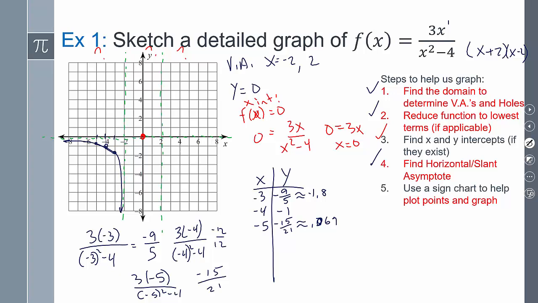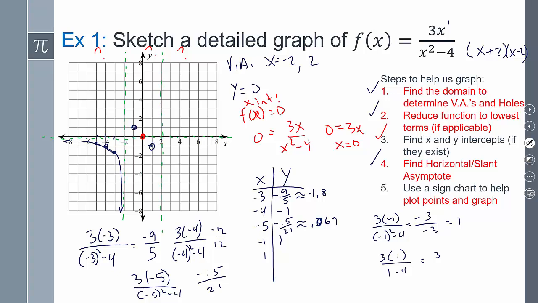Okay, so now let's graph in the middle. So negative 1, I already have 0 and positive 1. If I plugged in negative 1, I get 1. If I plug in positive 1, you get negative 1.